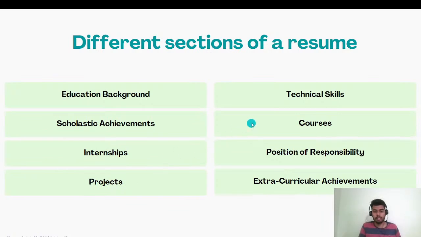And obviously, I will tell you some basic mistakes that people actually make while making the resume. So just stick with me, and you are going to get everything.